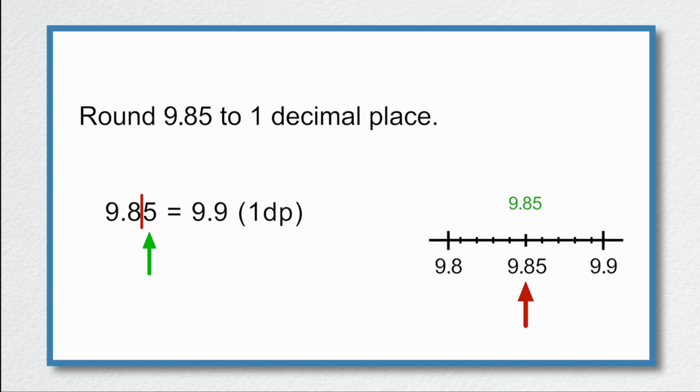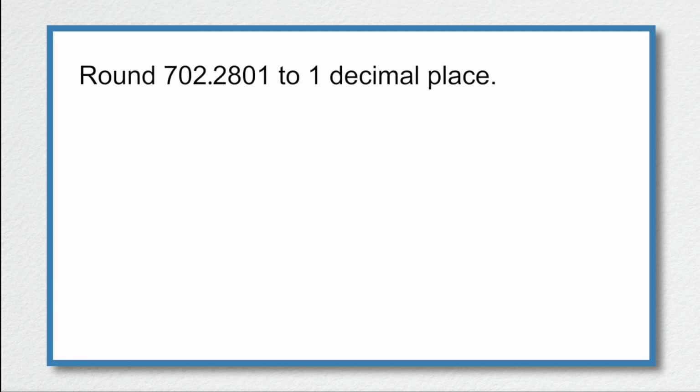Now, because the number that we are rounding to 1 decimal place is actually the midpoint, we therefore round this number up. Round 702.2801 to 1 decimal place. So this question is asking, do we round this number down to 702.2, or do we round this number up to 702.3?